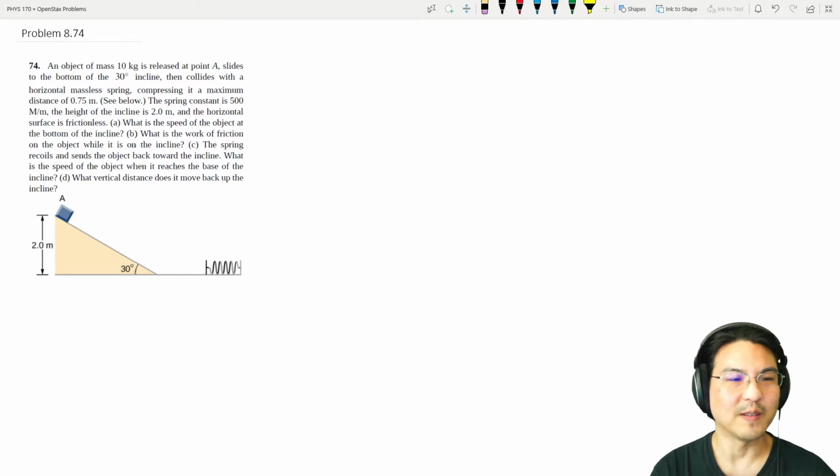Okay, but the entire time it's sliding down the ramp, energy is being lost because there's work being done by friction. So let's give this a try. What's the speed of the object at the bottom over here?